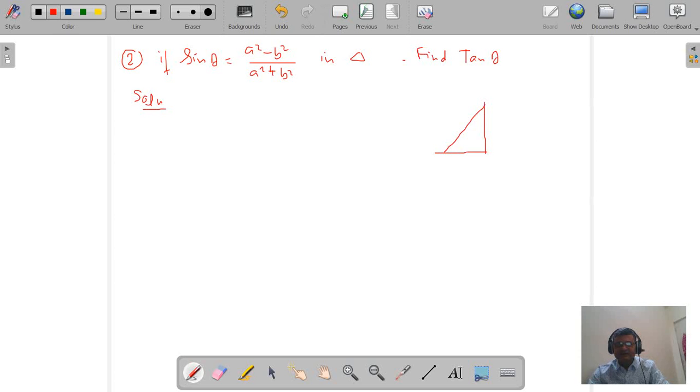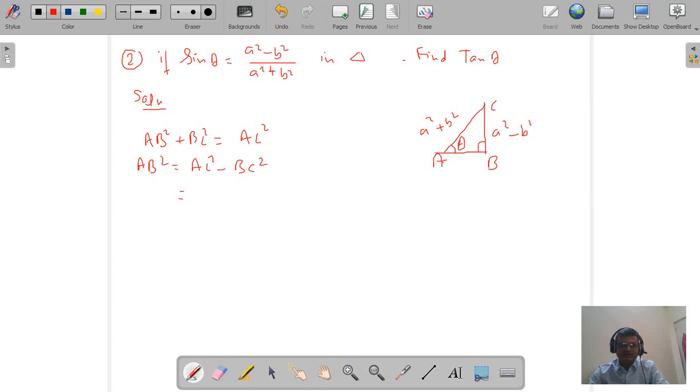Let this be A, this be B, and this be C. This angle is 90 degrees, and we always take this angle as theta. So we can see that sin theta is perpendicular upon hypotenuse. It is a square plus b square. So using Pythagoras theorem, we have to find out AB. So AB square plus BC square is equal to AC square. So AB square can be written as AC square minus BC square.